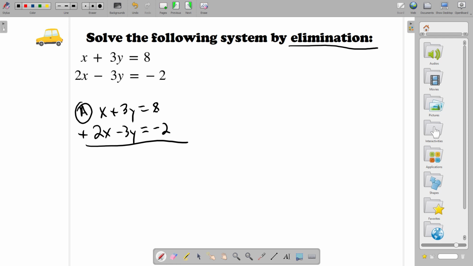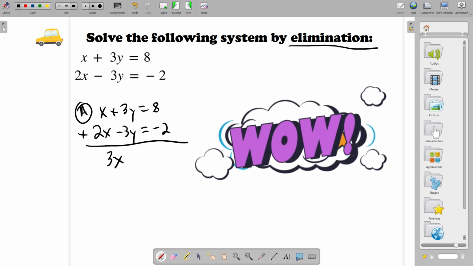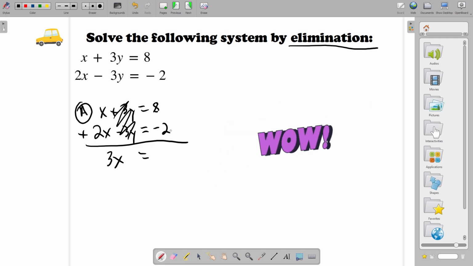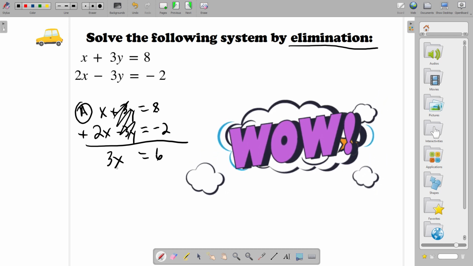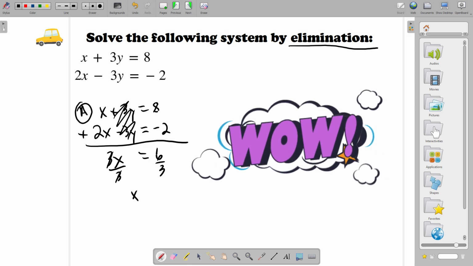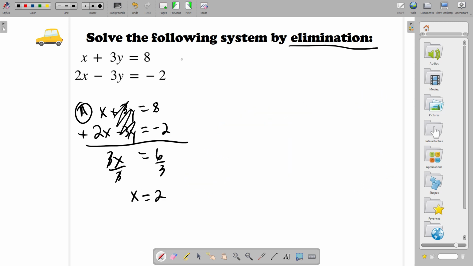X plus 2x is 3x. Positive 3y and negative 3y add out. 8 minus 2 is positive 6. Divide by 3. X is 2. So the x coordinate of the point of intersection for these two lines is 2.